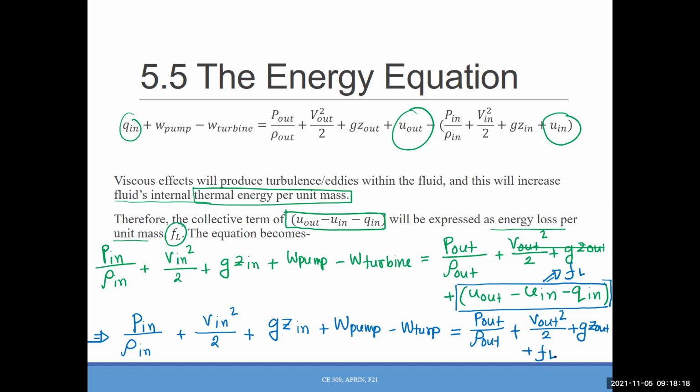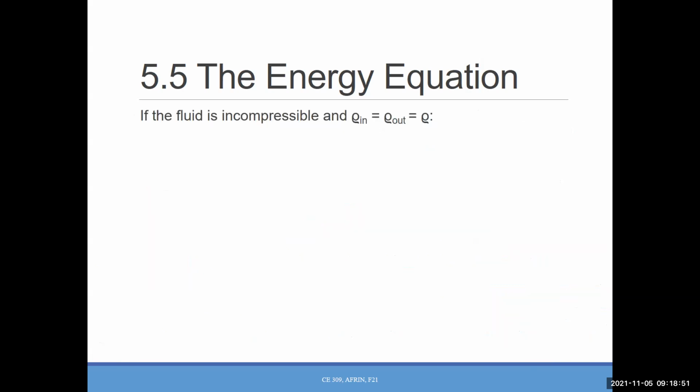FL, okay. So this is a little bit more concise than the previous one, okay. Now we can simplify it more. For incompressible fluid, the density doesn't change, right? For water, it will always be 1000 kg per meter cube or 1.94 slug per feet cube, right? So it will not be different for inlet and outlet. So that can be one simplification.